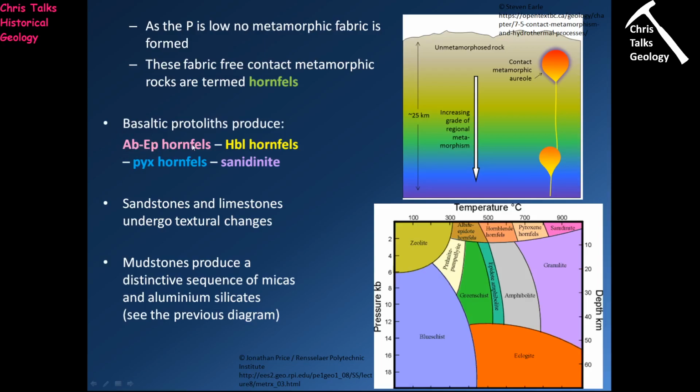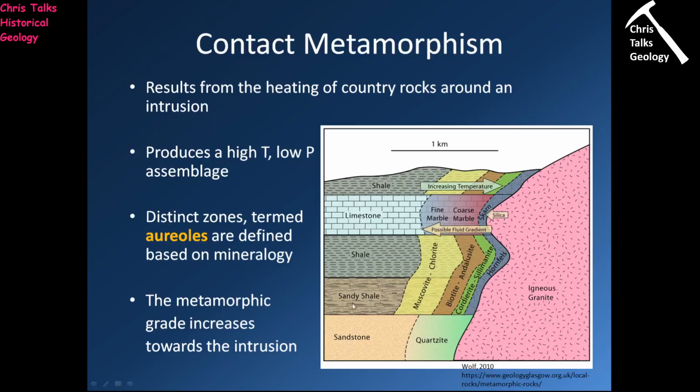As we increase the temperature even further, they will become unstable and they will be replaced by the index mineral hornblende. Increase the pressure, increase the temperature even further, the hornblende becomes unstable. We then see the appearance of pyroxene, and then increase the pressure and the temperature even further, we end up with a type of rock called a sanidinite. So once again, just like we were seeing here, as you move towards the intrusion, you get a distinct change in the mineralogy that you see, and that allows you to define these aureoles, these bands that contain certain minerals.